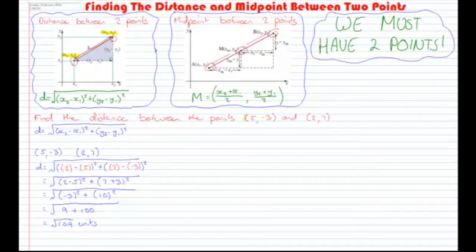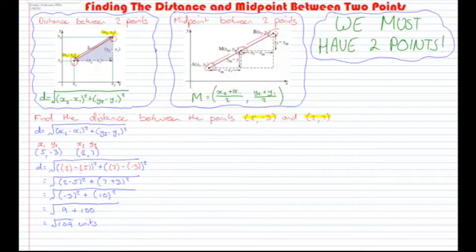Okay, so because we're looking for the distance between these 2 points, there's 5, -3 and 2, 7, I've written out the distance formula that you can see above. I've then gone and written out the 2 points that are written in the question, and I'll label them x1, y1 and x2, y2. Okay, so substituting into the formula now, x2 being 2 minus x1 being 5 squared plus y2 being 7 minus y1 being -3 squared.